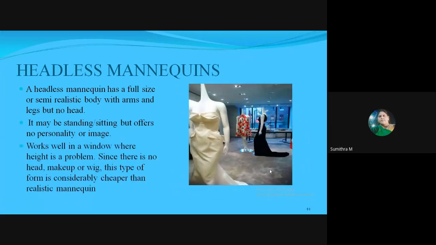Headless mannequin: they won't have a head. Suppose a person is unable to buy a mannequin from head to feet, as it is very expensive. They can go for this type of mannequin. It is much cheaper compared to the whole mannequin. Since this headless mannequin doesn't have a head, there is no need for makeup or wigs. There is no need for all that. You can just wear the garment and keep it in a window display. And the size of the window display can also be small for this type of mannequin.